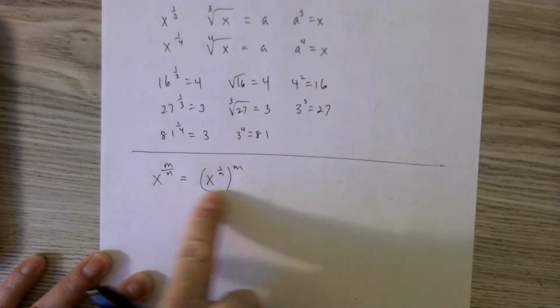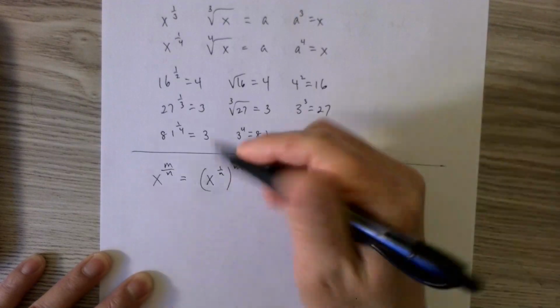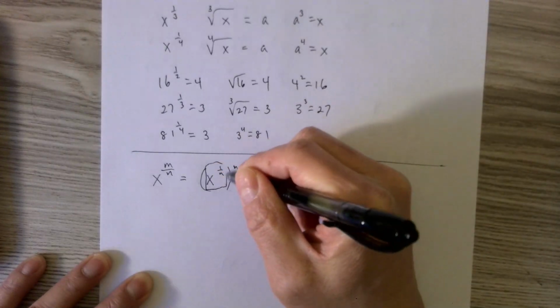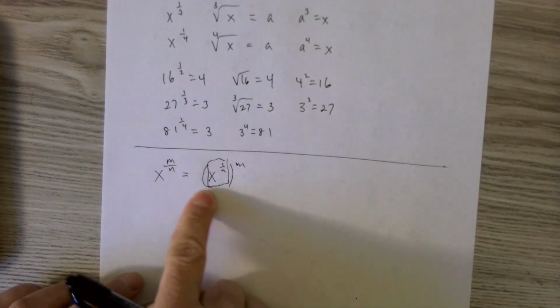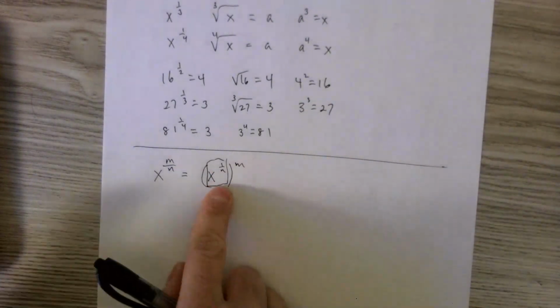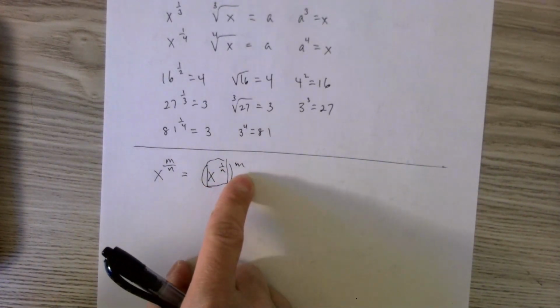So now I'm just going backwards. And the reason I'm going backwards is I just told you what it means, x to the 1 over n. So by writing it like this, I can clearly see in the parentheses something I already understand. And then I raise that to the m power.